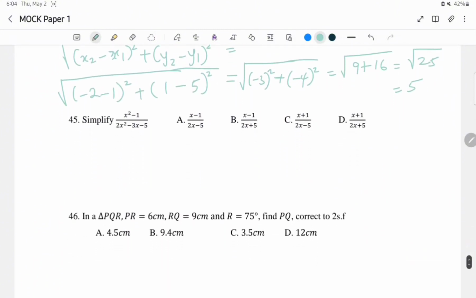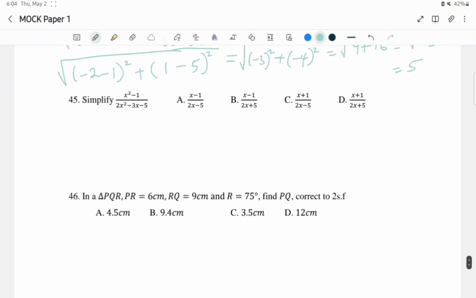For question 45, we're asked to simplify this expression. X squared minus 1. X squared minus 1 is actually a difference of 2 squares, because x squared is the square of x and 1 is the square of 1. So x squared minus 1 over 2x squared minus 3x minus 5.